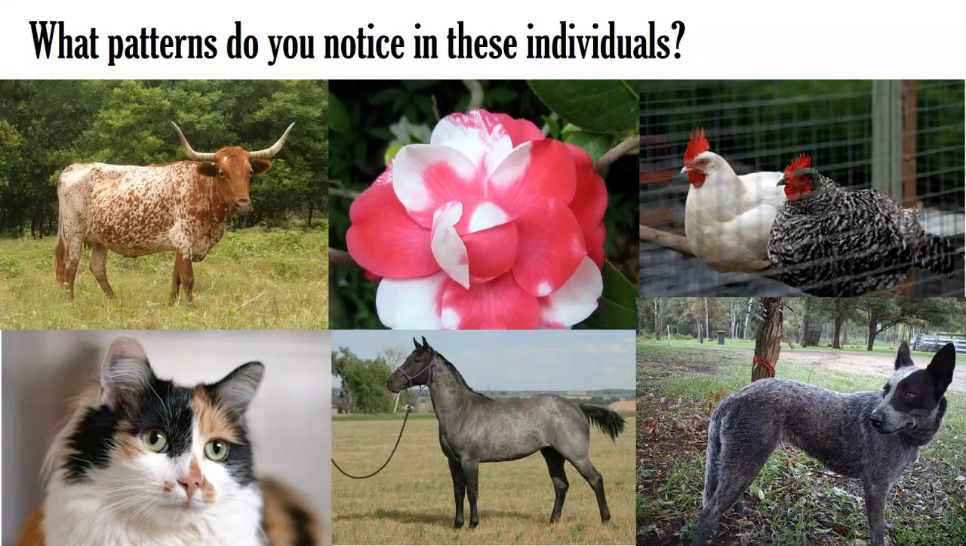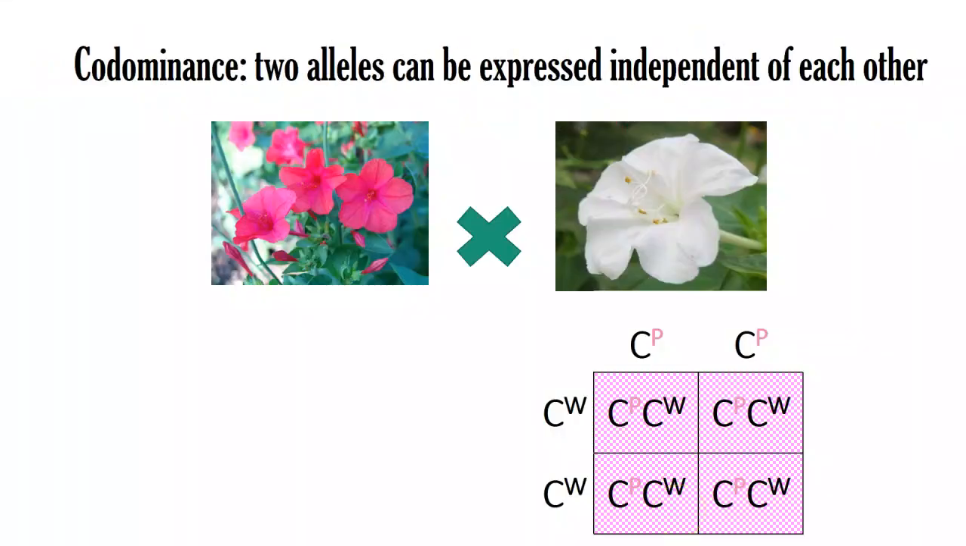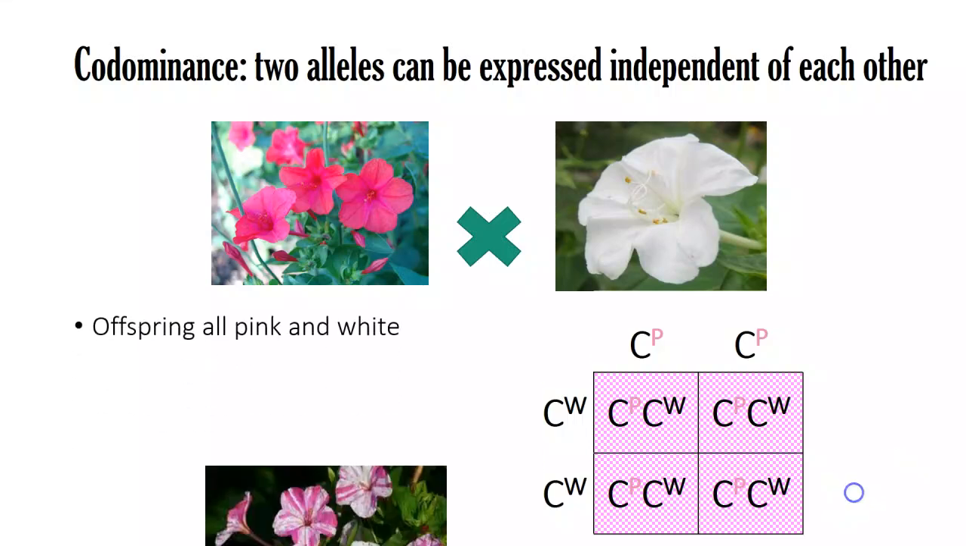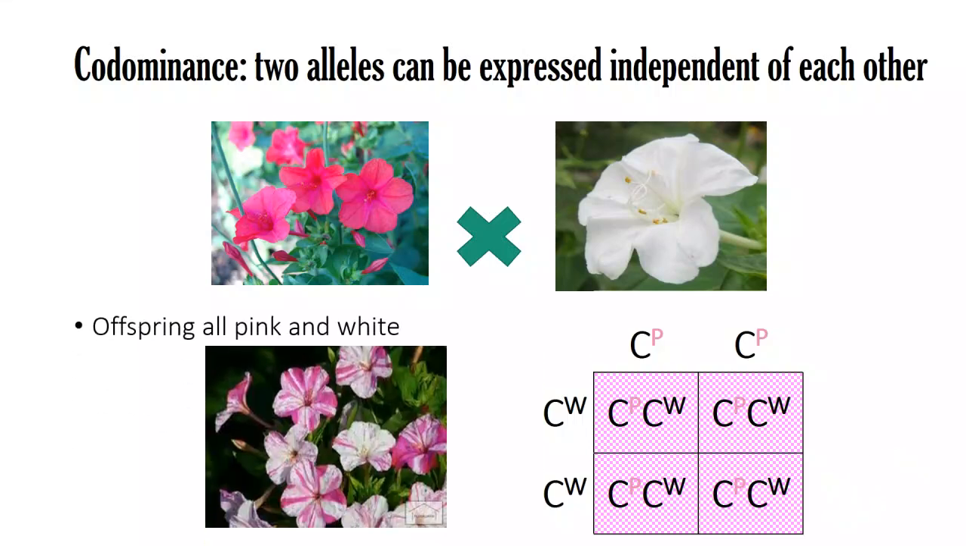We have organisms expressing two things at the same time, and that's what we call codominance. So in your packet, make sure you write down your definition. With codominance, two alleles can be expressed independent of each other. We looked at four o'clock flowers when I was introducing this idea of non-Mendelian genetics, a pink with a white. And in this case, all of the offspring were pink and white.